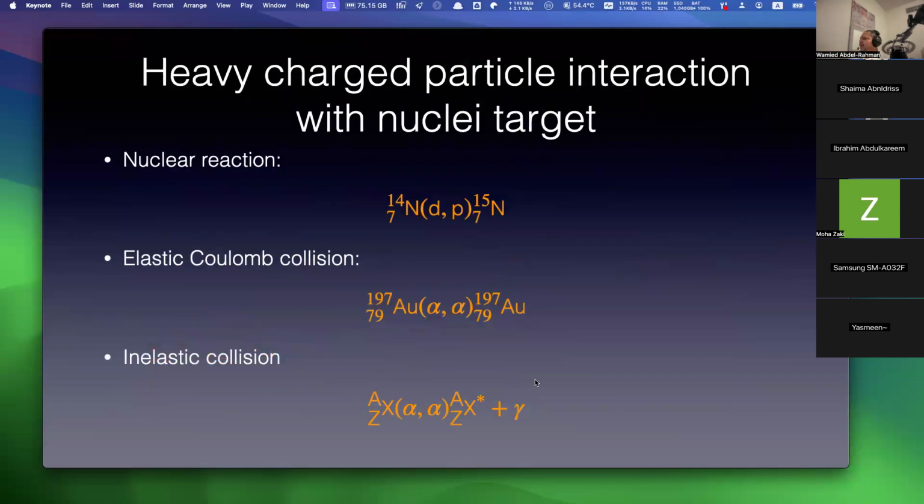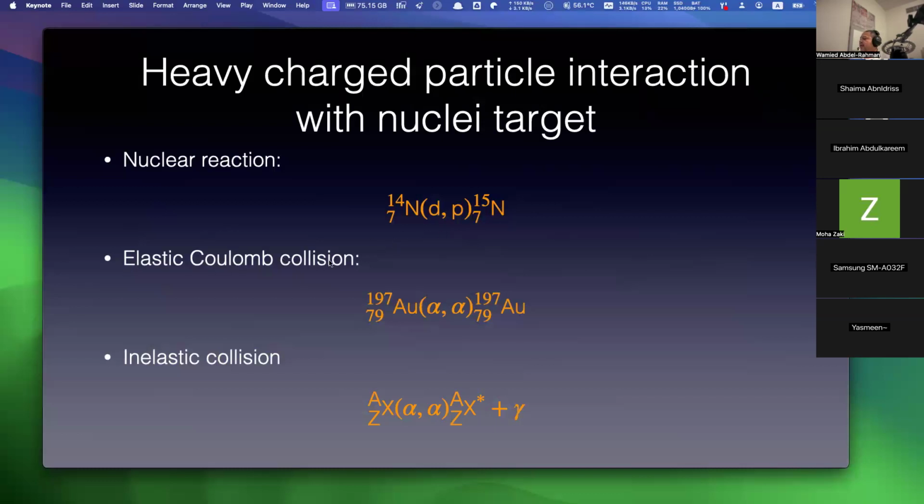These are examples of heavy charged particle interactions with the target nuclei. For example, a direct nuclear reaction: we have nitrogen-14 hit by a deuterium projectile. The outcome of this interaction is nitrogen-15 and a proton. So this is a nuclear interaction. Notice that M1 does not equal M3 and M2 does not equal M4. Two different particles.